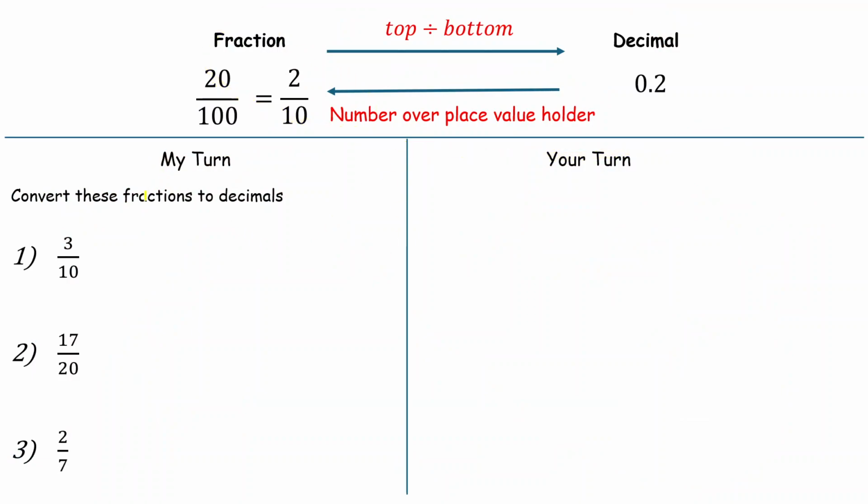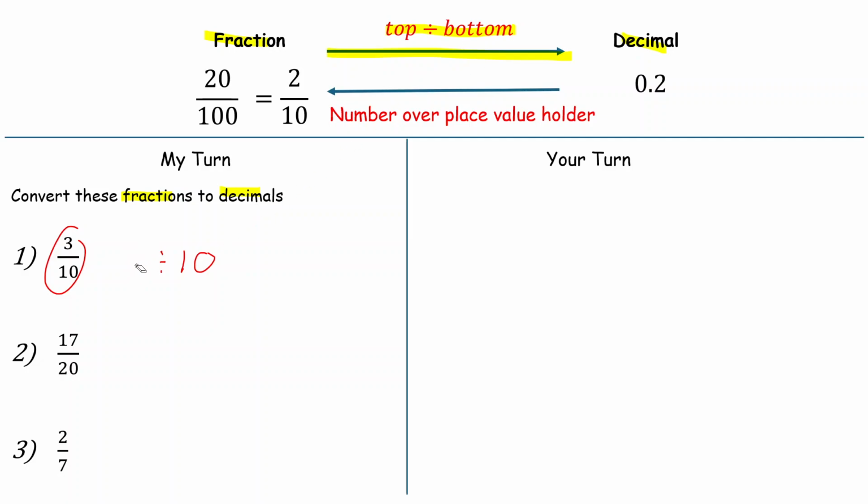Okay, so the first one is saying convert these fractions to decimals. Now to get from a fraction to a decimal, you want to do your top number divided by the bottom number. Because by definition, 3 over 10 means 3 divided by 10. So again, to make it really clear, this means 3 divided by 10. And look, I've written here we do the top divided by bottom. There's other ways you can do this, but for the first one, I will go through it like this.